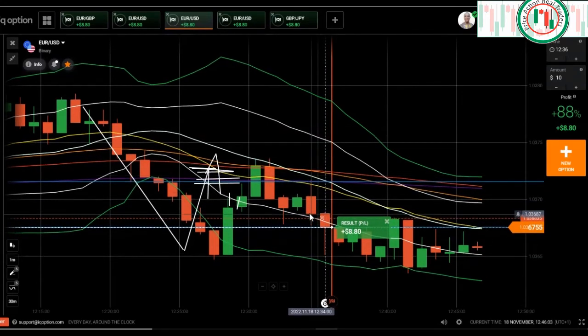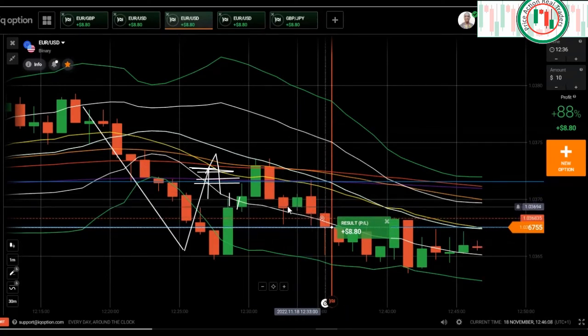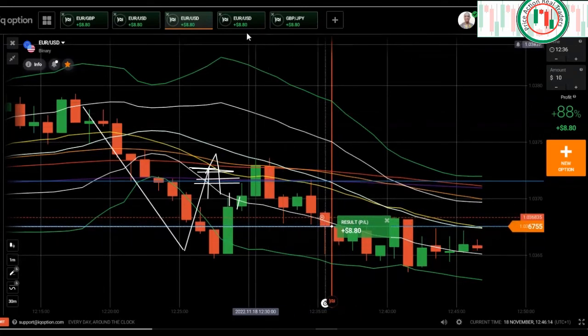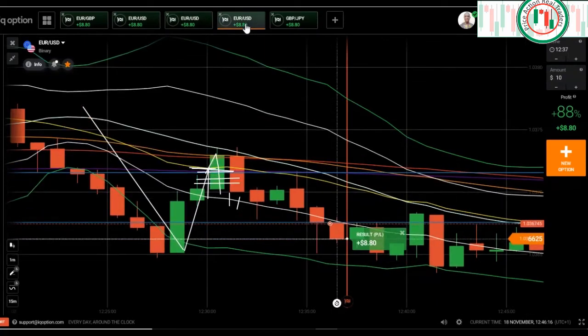This spinning top in confluence with an engulfing candle, then I know the market is going down. That's why I place my trade, put option, immediately. Then the next candle as well, I place a put option.